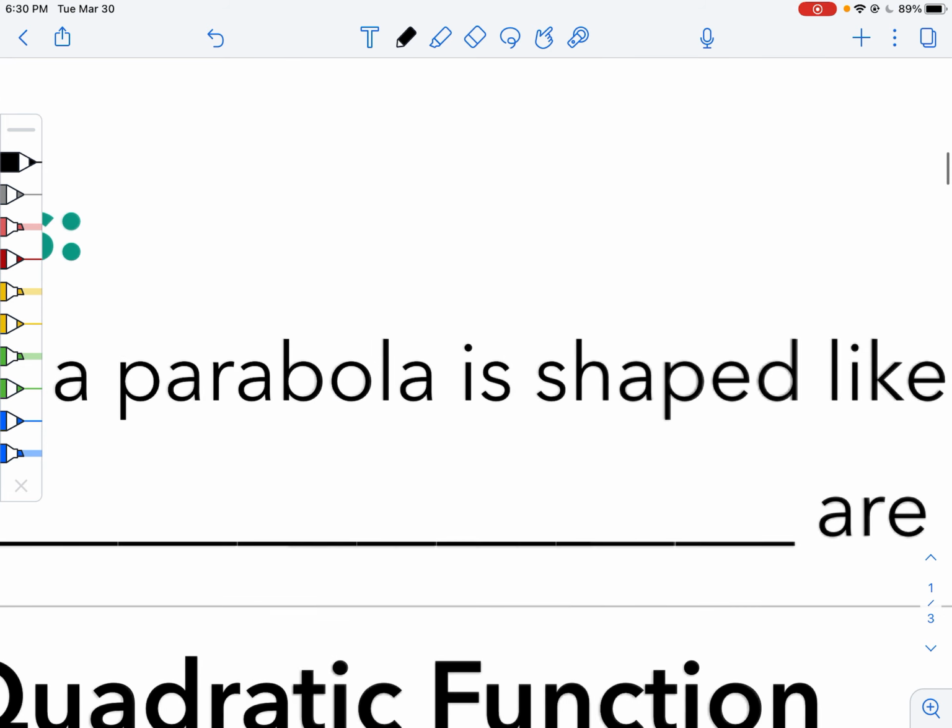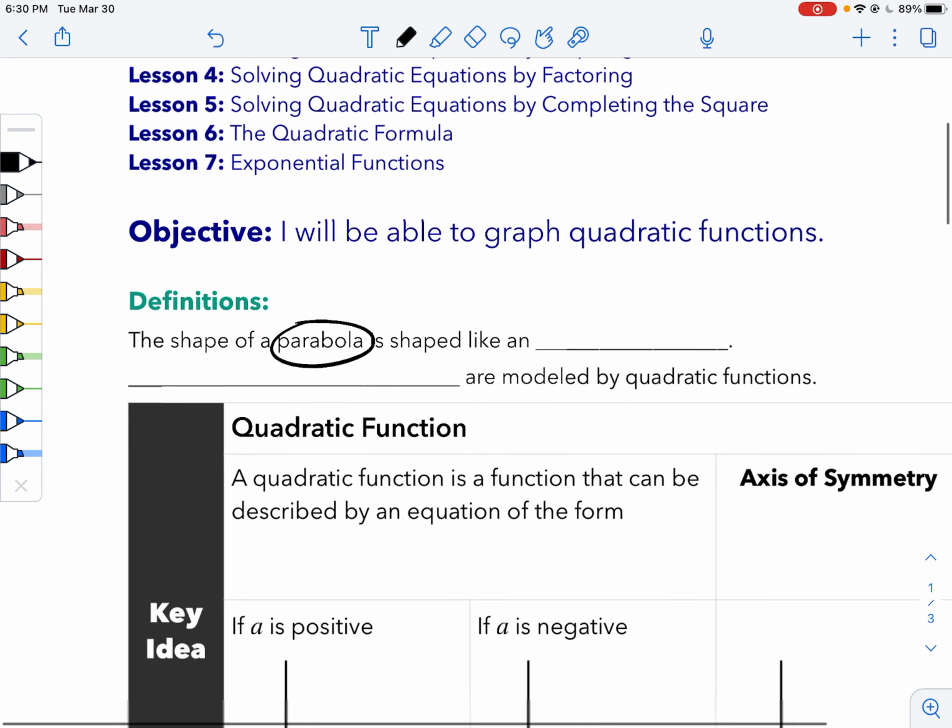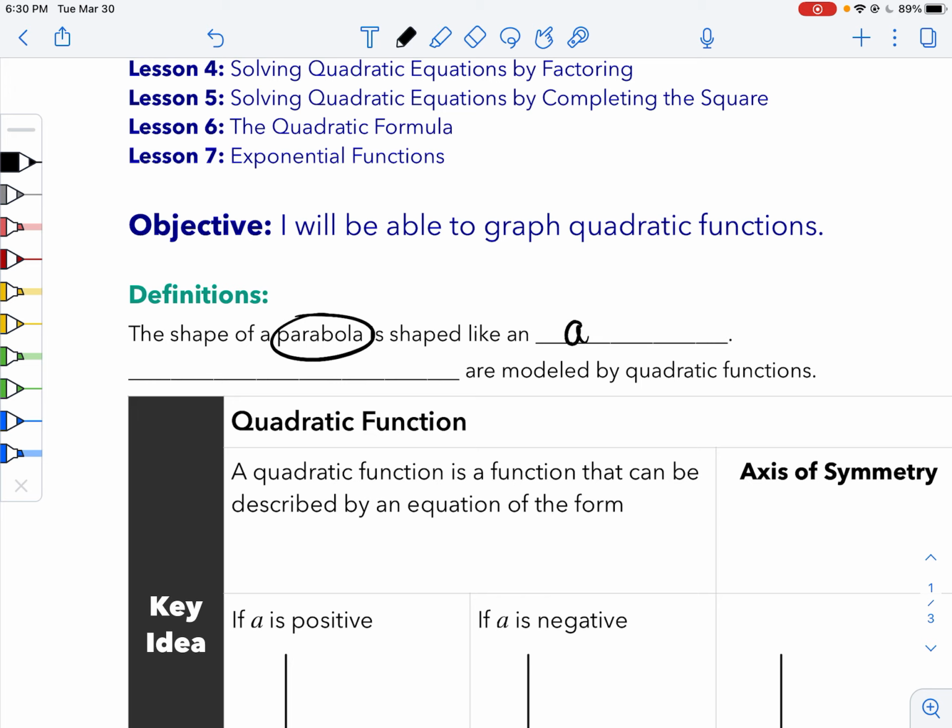So let's talk about a shape. A parabola is a graph that's shaped like an arch. It's either going to open up and look like that, or it's going to look like that. That was actually a really bad drawing, but that's okay. We'll show you some actual graphs.